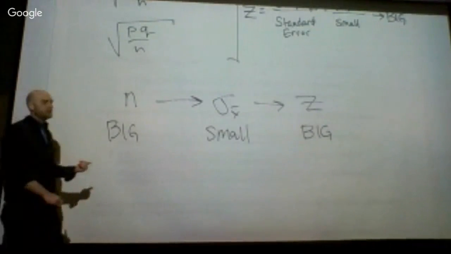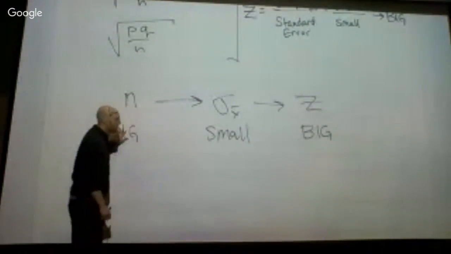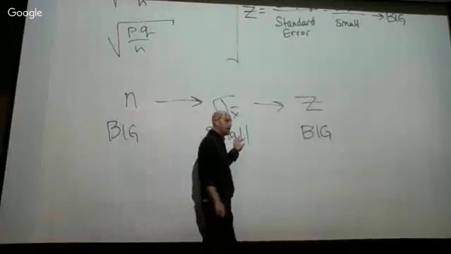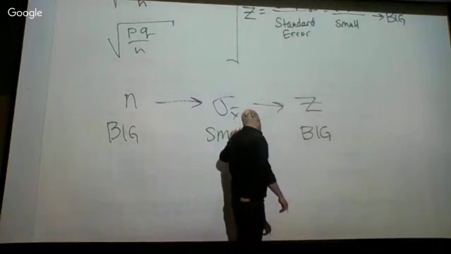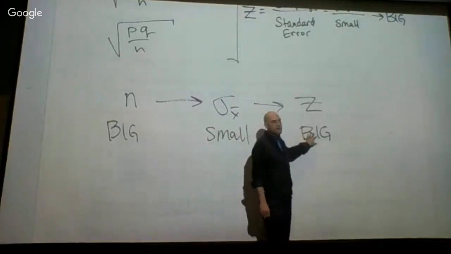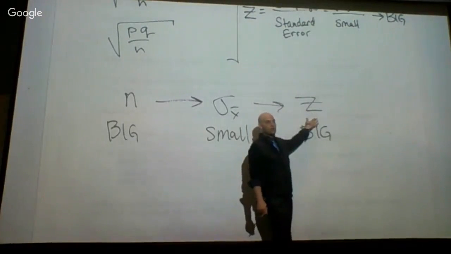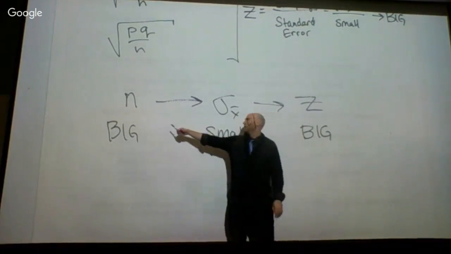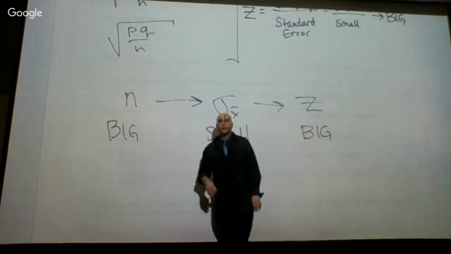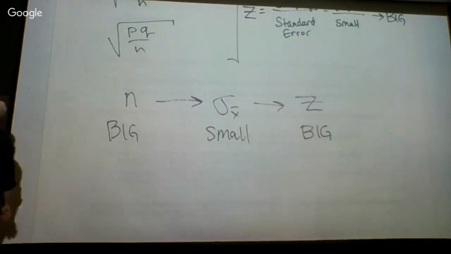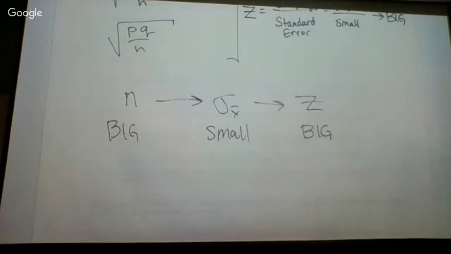We're going to use that from now to the end of the semester. The bigger the sample size, the smaller the standard error, however we calculate it. The smaller the standard error, the bigger the test statistic, or the bigger the standard score, which we'll soon be calling test statistic. Bigger makes smaller, that makes bigger. The answer to question 1 is A. 1 down, 48 to go.